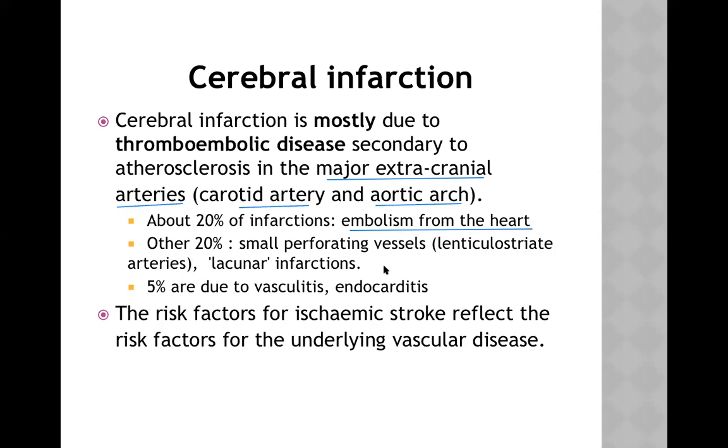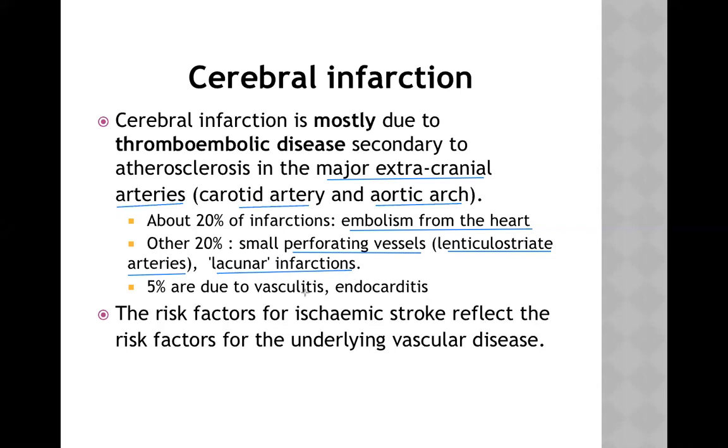In the other 20% of cases, probably the perforating arteries which go very deep inside the brain are involved. One important example is called the lenticulostriate artery. Now this lenticulostriate artery supplies the internal capsule and basal nuclei region. So if it is blocked, there is a dense type of hemiparesis on the other half of the body. This is also known as lacunar infarction. Okay, lacunar infarction.